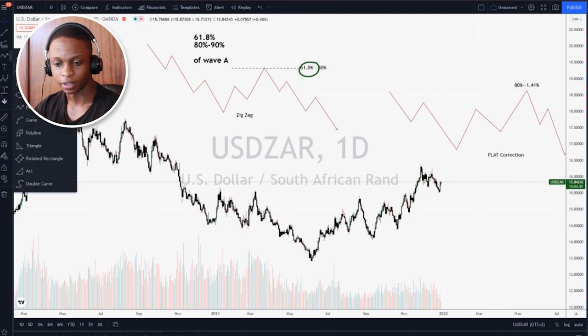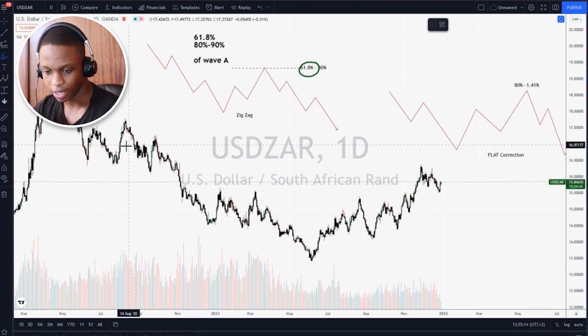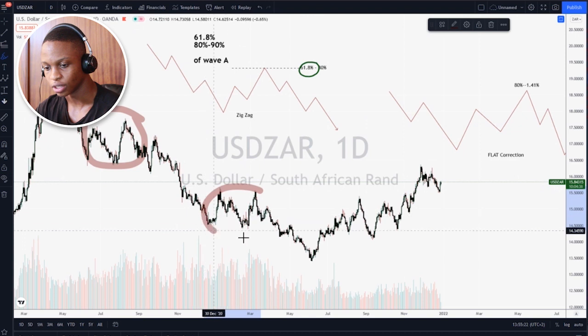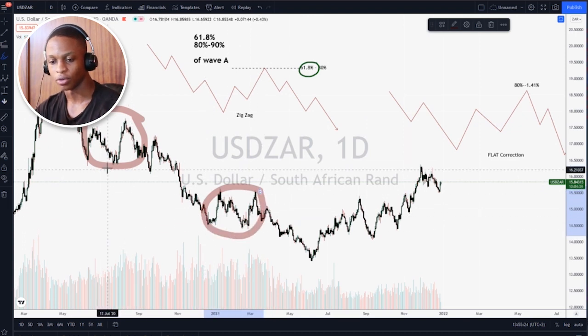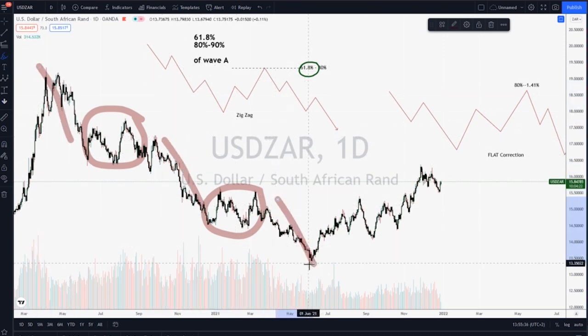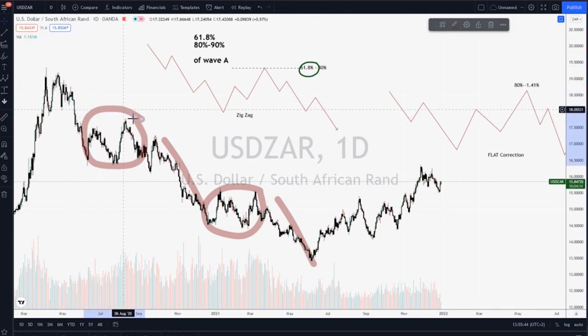Again, I will go back to basics, identifying impulse and correction moves. Corrections are chunky, they take longer to form, and they are usually sideways. I am looking at two major chunks that are really protruding in this trend. And before and after those chunks, I see very short and strong impulse moves. Okay, here we go. Nice.